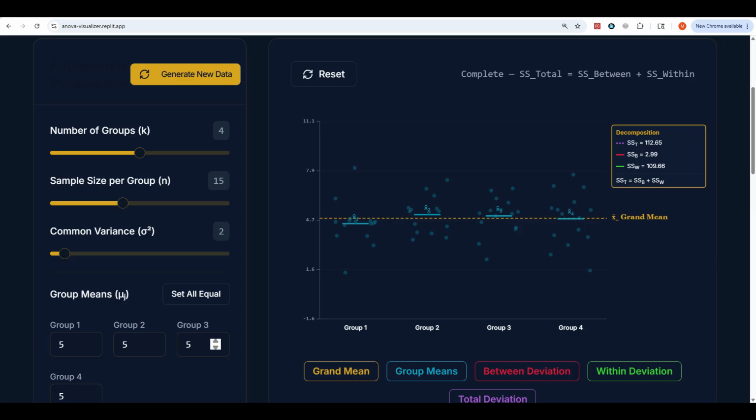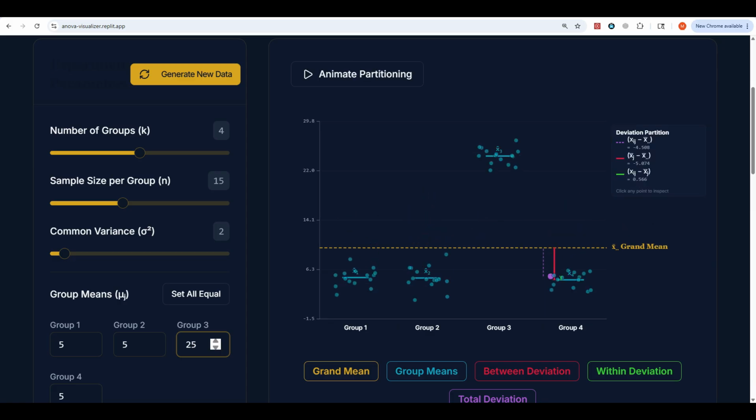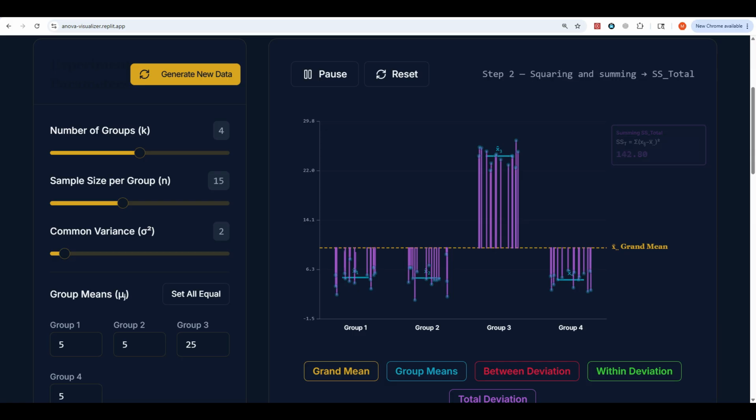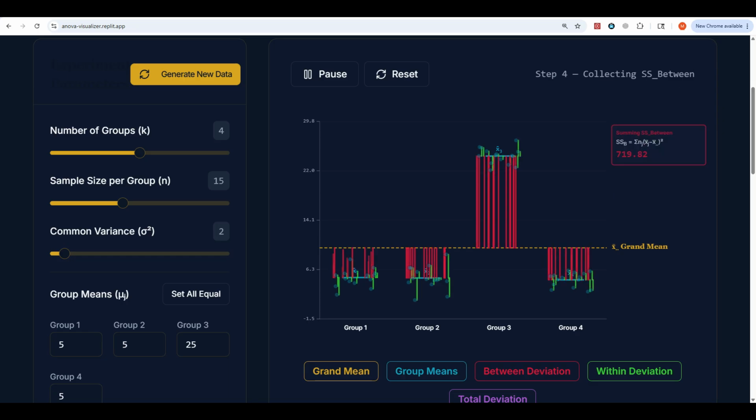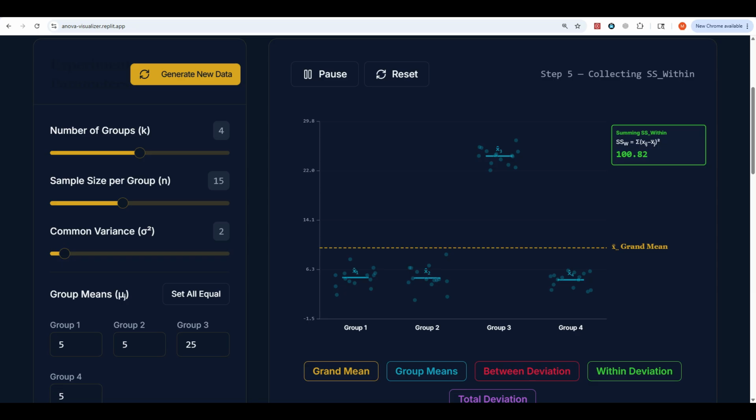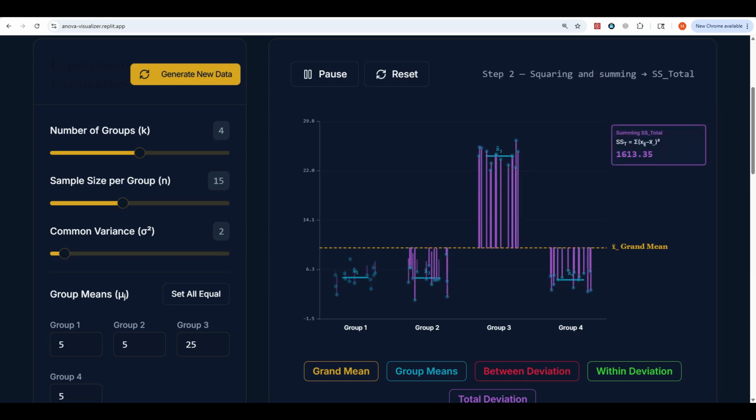Now, if I were to take one of these and say make it 25, notice what happens. The means for group 1, 2, and 4 are still at 5. They're still in the same place, but this mean from group 3, not only is it in a different place, but it has pulled the grand mean up. And so my sums of squares between all of a sudden just got much larger for every one of those groups. They used to be very small for group 1, 2, 3, and 4, but not only are they quite a bit larger now, I'll pause it on that visual.